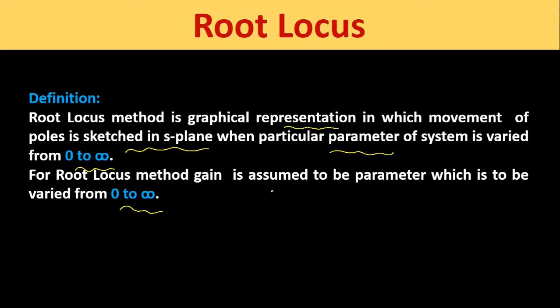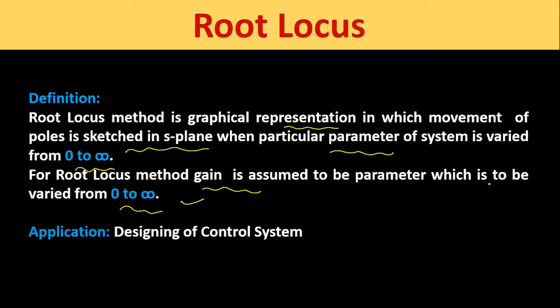System has so many parameters, so any parameter can vary, but in root locus method we only consider gain as the parameter which is varied from 0 to infinity. So the root locus is drawn with respect to variation of gain parameter. This root locus method is very helpful in designing of control system.